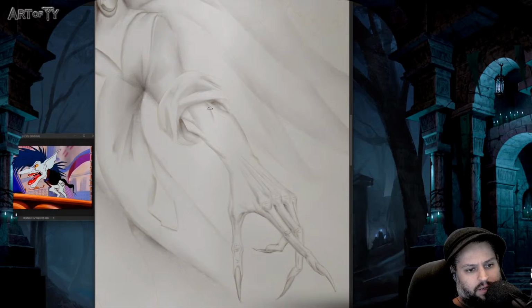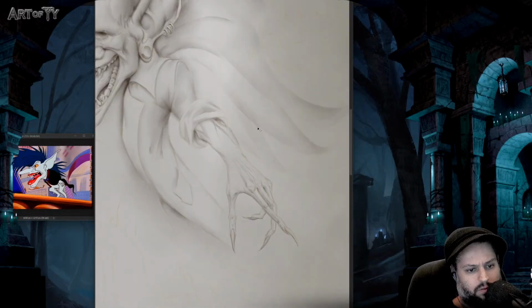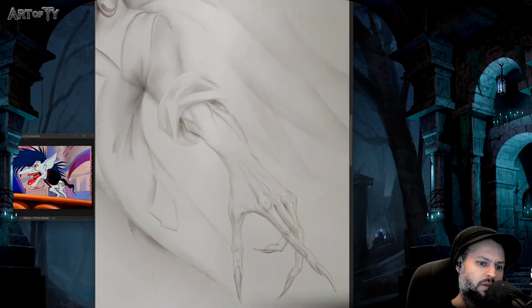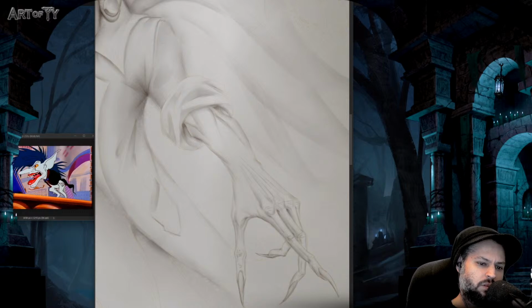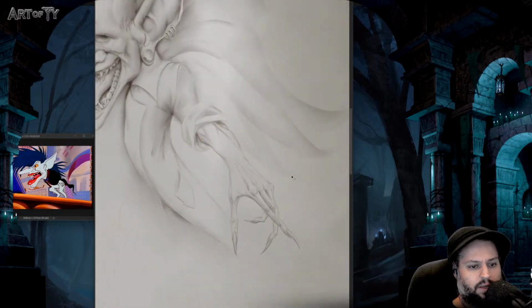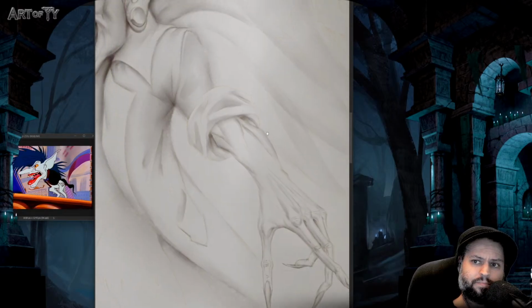Okay, let's see here. Get a little bit of this gnarly detail in. Now I want to think about some of that vein stuff that I want to do, and if I want to do it here, or if I want to wait to do it later, we can do it now.